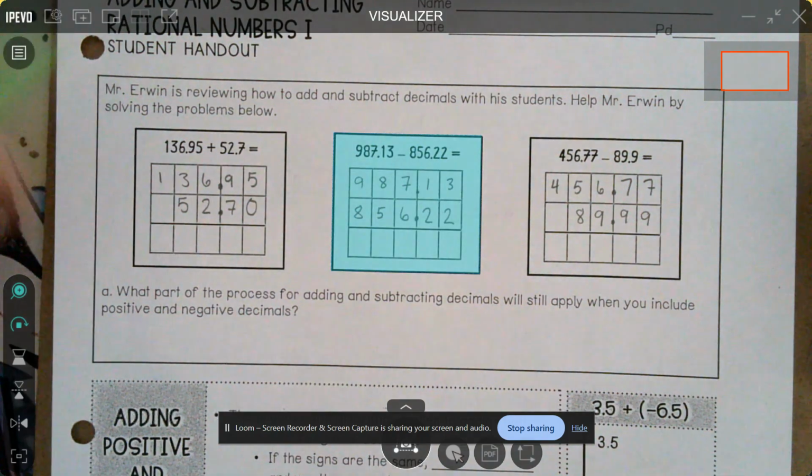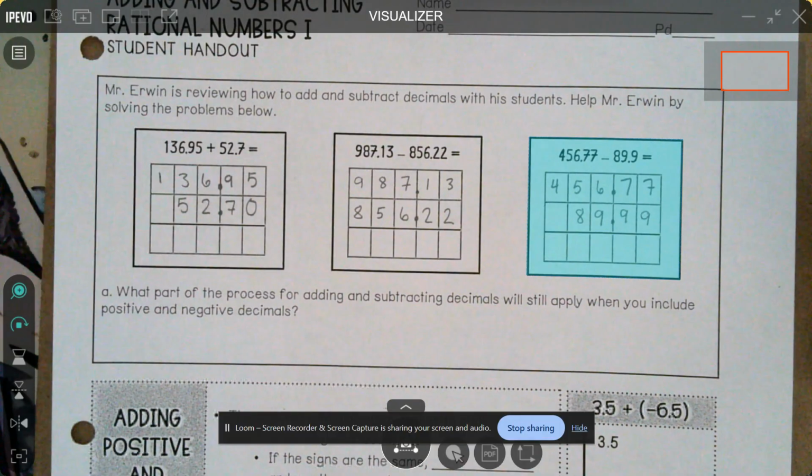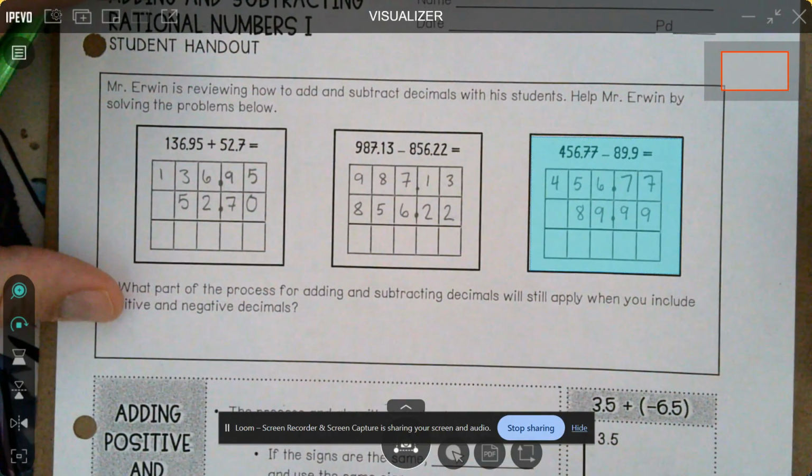All right, homies, welcome to 1.4 video notes, adding and subtracting rational numbers. You're going to notice that these rules are exact same as adding and subtracting integers, except now we have decimals. Let's review some decimals real quick.